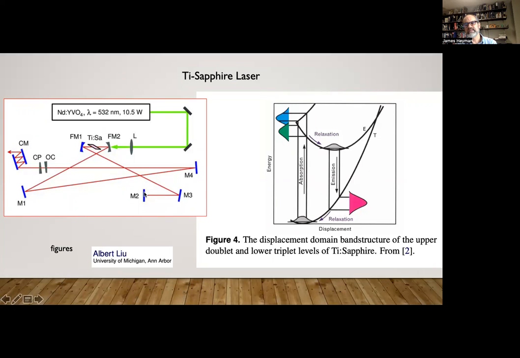When this is operating in pulse mode, there's a single pulse that oscillates back and forth between the output coupler and the end mirror, M2 here. Okay? And in this case, the round trip time inside of the laser is about 12 nanoseconds. And so we get about 70 or 80 million pulses per second out of the laser.